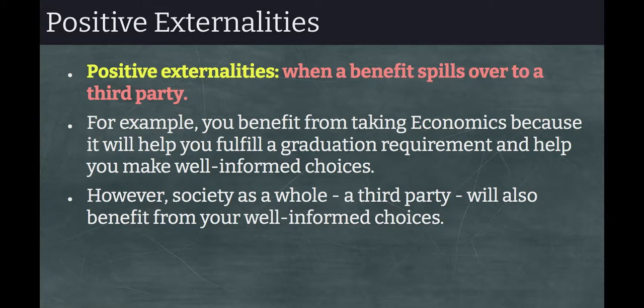Now, just like there are negative externalities, there are also positive externalities. And positive externalities are when a benefit spills over to a third party. So, again, write down positive externalities as your term, and then when a benefit spills over to a third party as your definition. So, for example, you benefit from taking economics because it will help you fulfill a graduation requirement and it will help you make well informed choices. However, there's a third party that benefits from you personally taking economics, and that's society as a whole. So, society as a whole is going to benefit from your well informed choices. So, the choices that you make at the voting booth, right? Society as a whole is going to benefit if you make good choices.